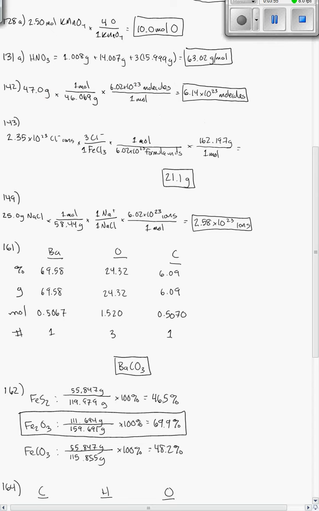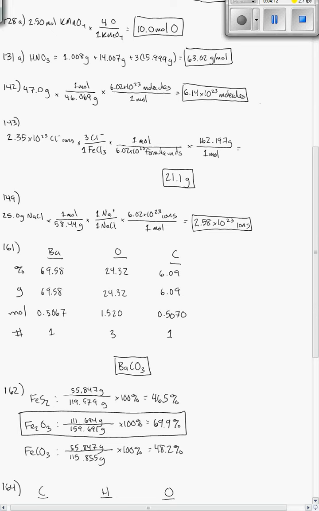Number 143 is a lot like number 142, except we're adding on an additional step. We need to use the mole ratio in this one. So number 143 asks you what mass of iron(III) chloride contains 2.35 times 10 to the 23rd chloride ions.